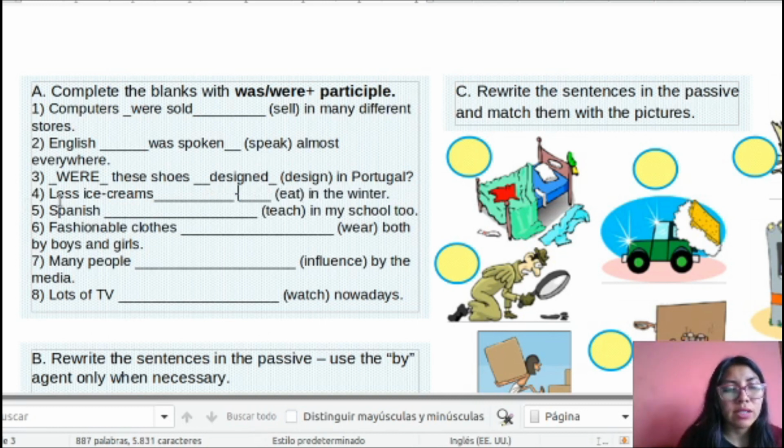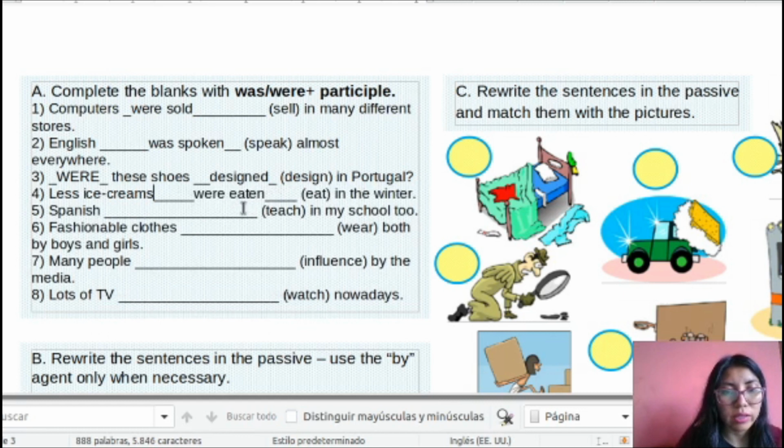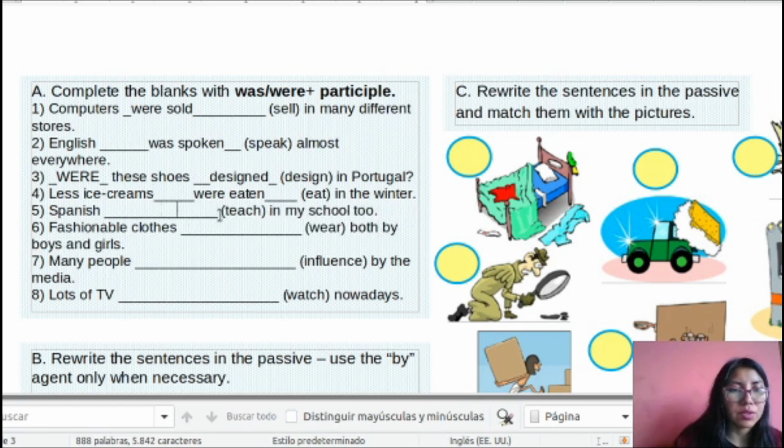Okay, pay attention here. Ice cream eaten in winter. So ice creams, we are going to use were because it's plural. Eaten, that is the past participle form of eat. Okay, pay attention here. Spanish taught in many schools too. Okay, Spanish, that is singular, so we are going to use was. Spanish was taught in many schools too. Okay, taught is the past participle form of teach.